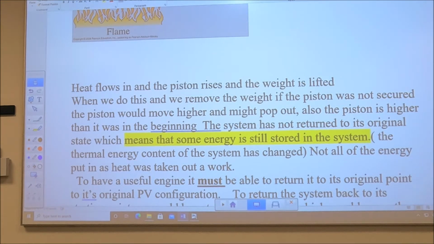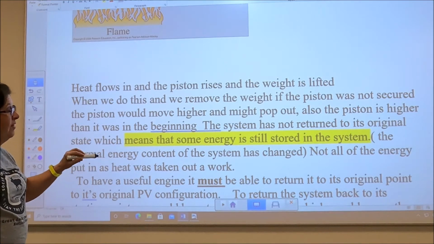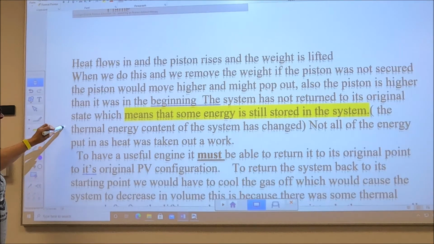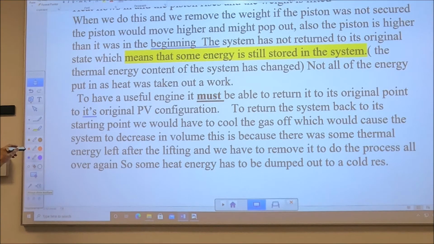Even if we put a pin in and we remove the masses, the piston is now at a different position than it was at the beginning of our process, and there is fast moving gas inside that piston. The system has not returned to its original state, which means that energy is being stored in the system. The thermal energy of the content of the system has changed. Not all of the energy that we put in as heat was used in lifting the blocks, so there's energy left in.